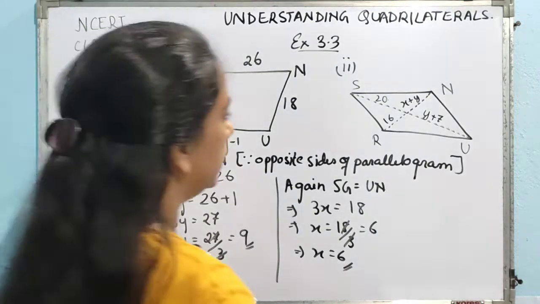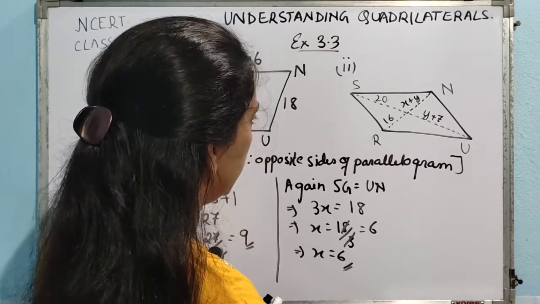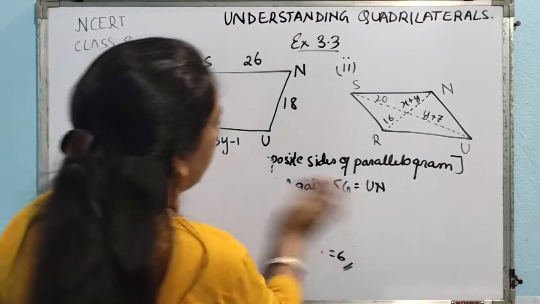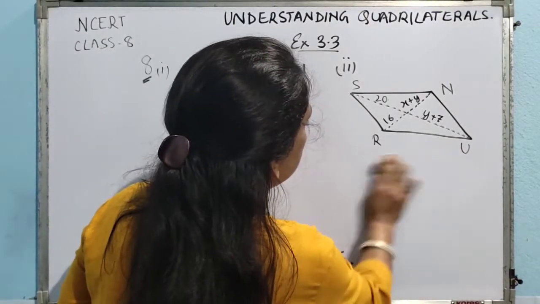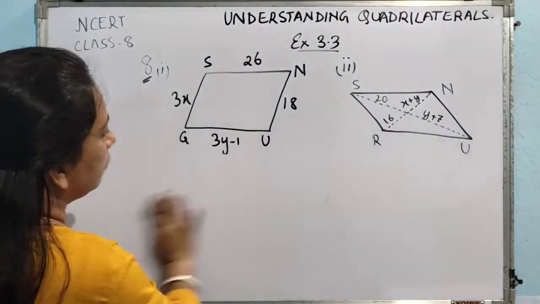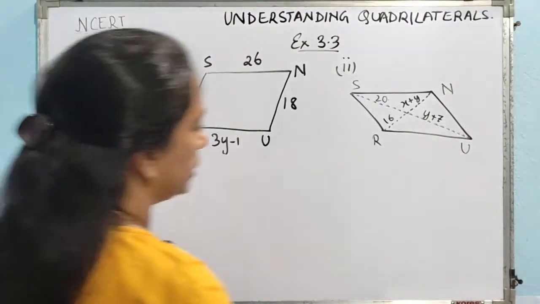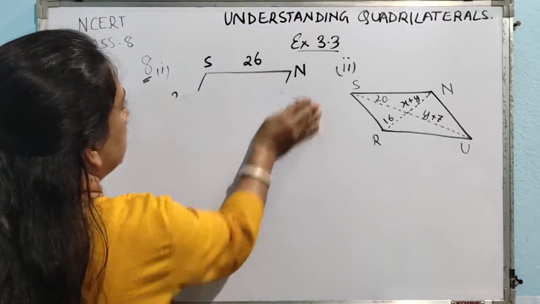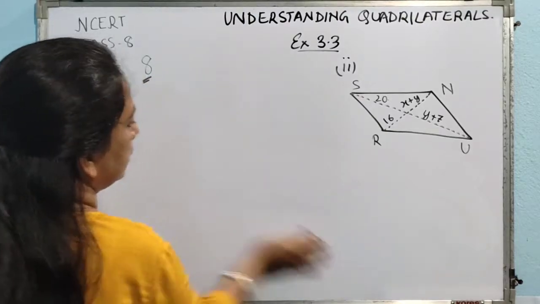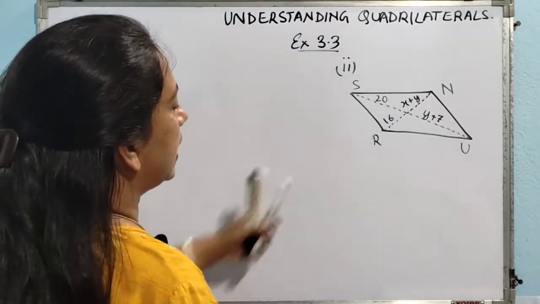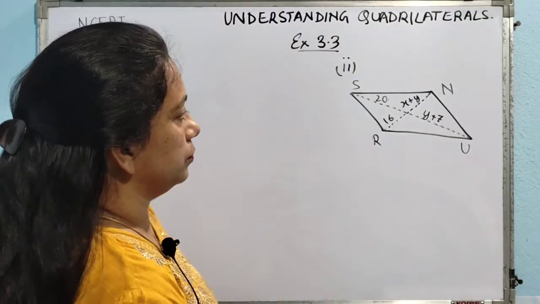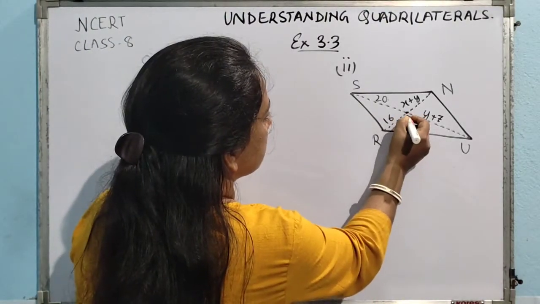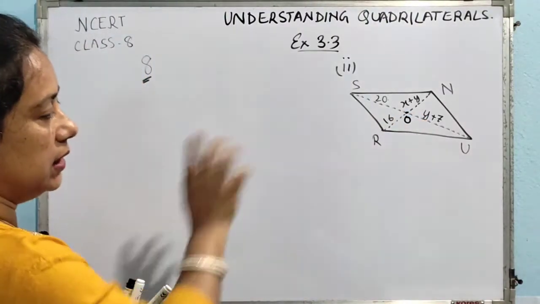Now moving on to the next one, RUNS. This is another parallelogram, and here also we need to find out the values of x and y. In this particular diagram they have not given us the measurement of the sides, but here they are dealing with the diagonals. I can rub this figure. Here they are having the diagonals. One of the diagonals is RN, another one is SU. Now let us consider that these two diagonals are intersecting at a point O. I have given this the name O.